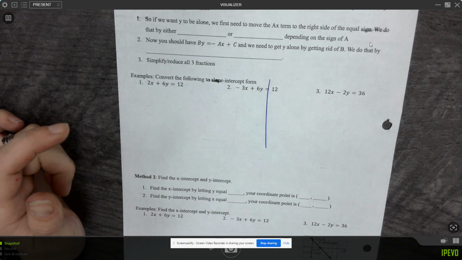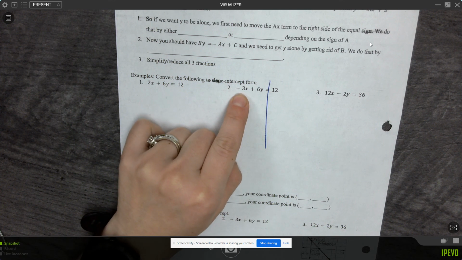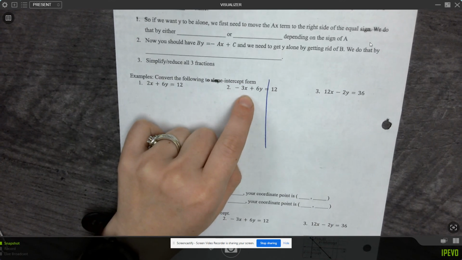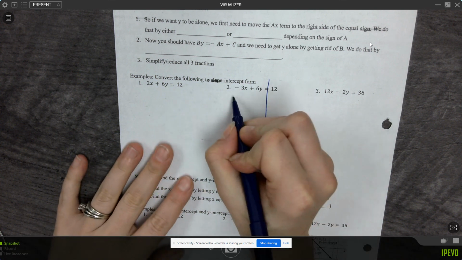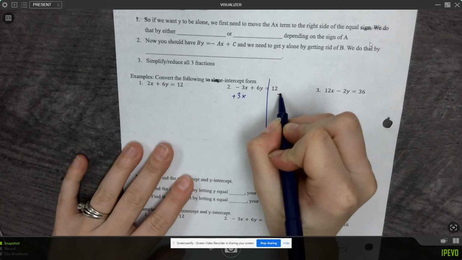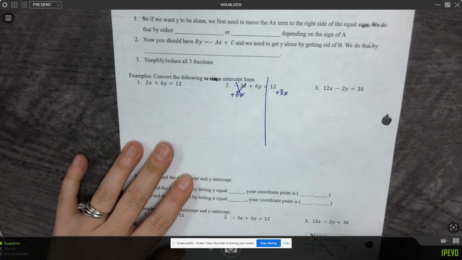So we need to get our y value by itself. So we need to move your x term to the other side. Since this is a negative 3x, how do you get rid of something that is negative? You should add 3x to both sides, because negative 3 plus 3 is 0, makes that go away.